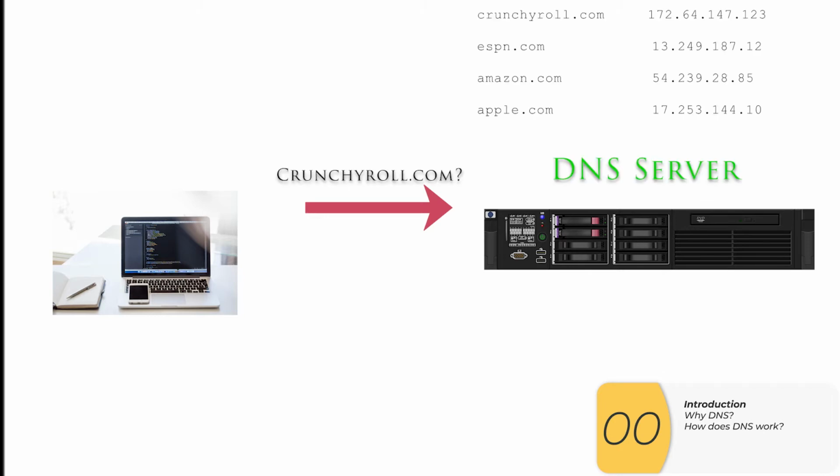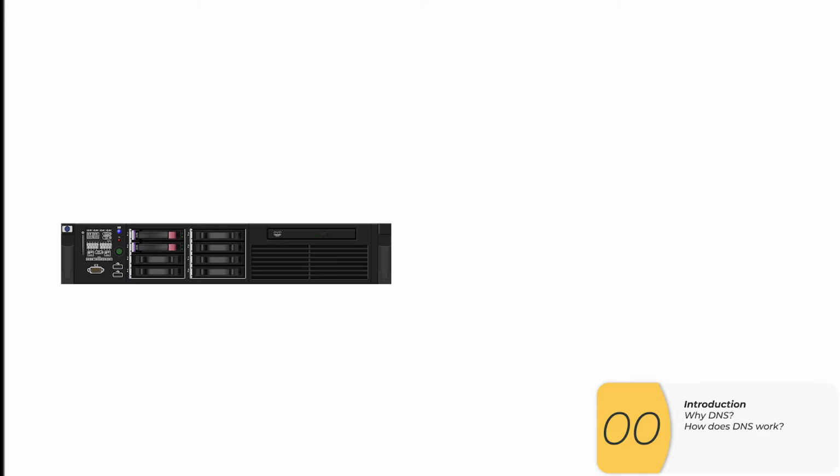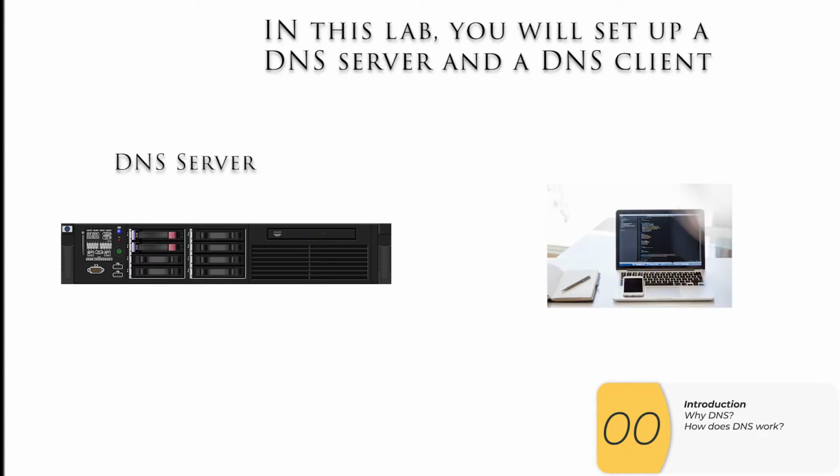The DNS server knows all of this information because it has a big table that translates back and forth between numbers and words. So the DNS server takes crunchyroll.com, converts it into numbers, and sends this information back to my student's computer, and now my student's computer knows where to go to find the web page because it has the information in terms of numbers. It has the IP address of crunchyroll.com. In this lab, we will set up a DNS server, that's the computer we're asking, and a DNS client, that's us. And we're going to show how it works.